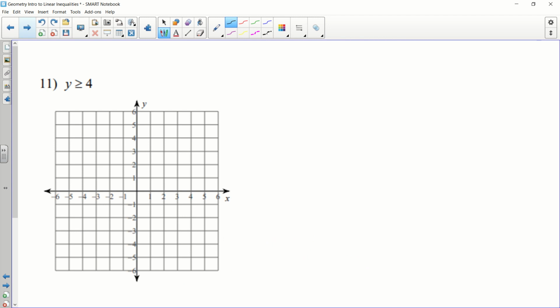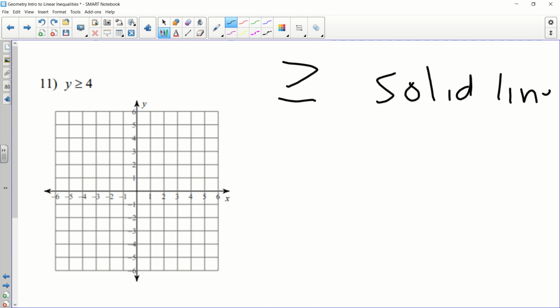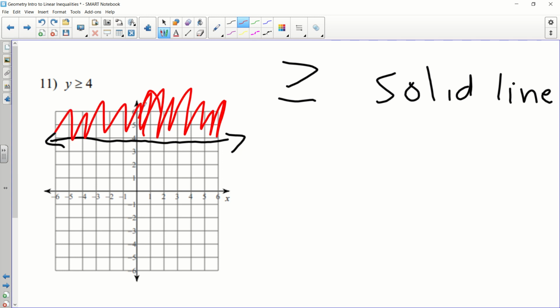So what happens if we have just one variable? If you remember back, if I just have y is greater than or equal to 4, that is going to be a horizontal line. Greater than or equal to means a solid line. It's going to be a horizontal line through 4. And I want the y values that are greater than 4, so they will be in this direction. So I will shade everything above here.